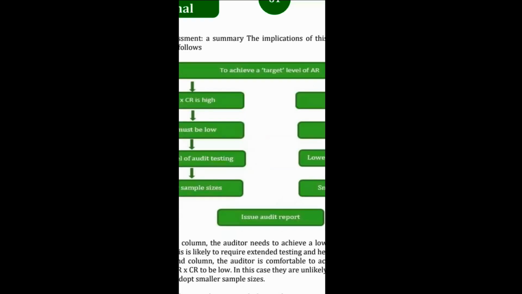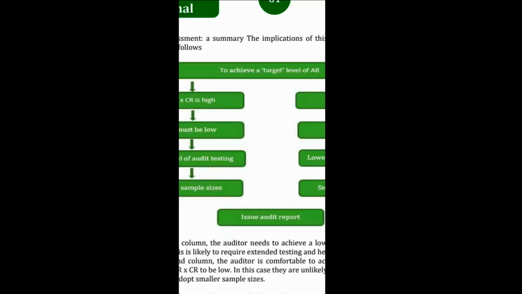Okay, the sample size will be very, very small, and it will also require less audit testing. It will not carry out a detailed audit because he has an understanding of how the business operates. So if you look at the relationship between inherent risk, control risk, and detection risk, that gives us what we call what? The audit risk model.